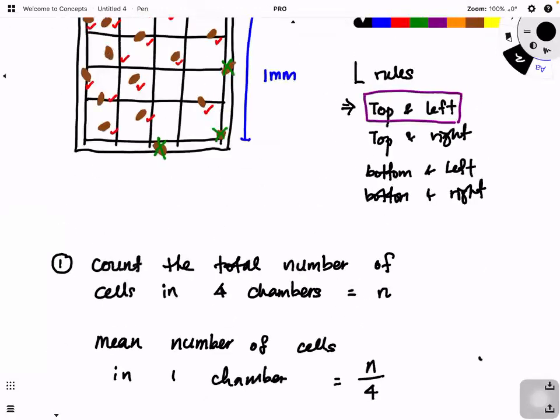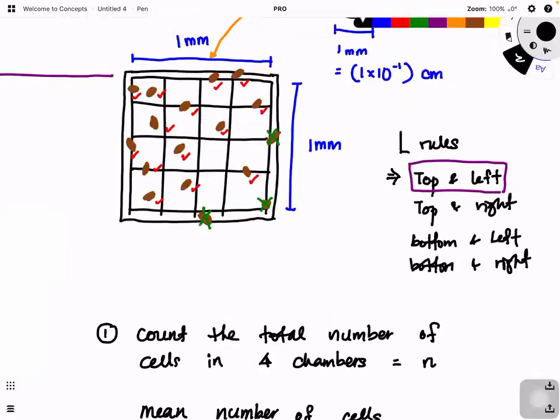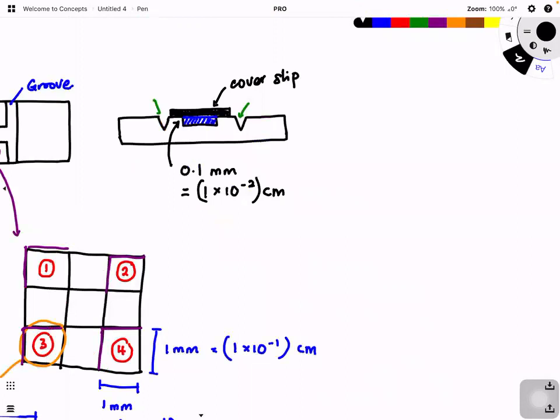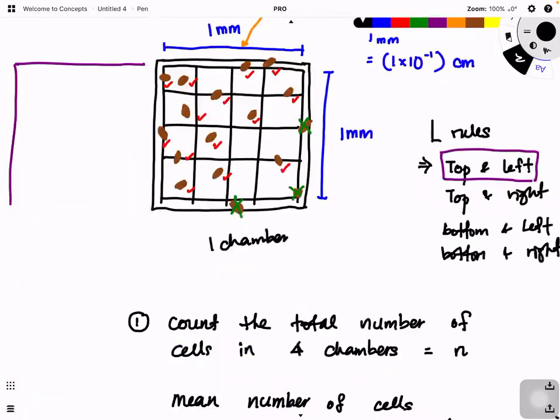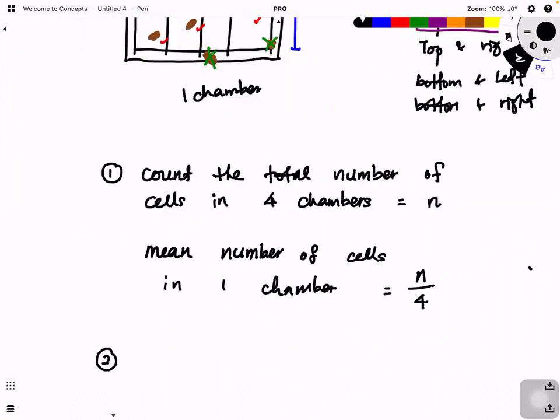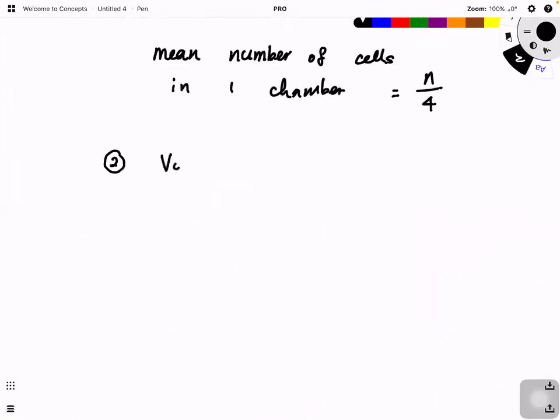Second, now look at this. This is considered one chamber. So what is the volume in one chamber? Because this is something like a well, right? So you have the depth, the length, and also the width. Clear or not? So I can know the volume. What is the volume of one chamber? It is equal to the length multiplied by the width multiplied by the depth.